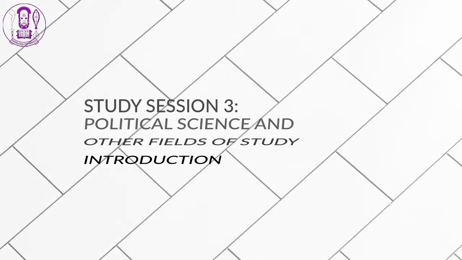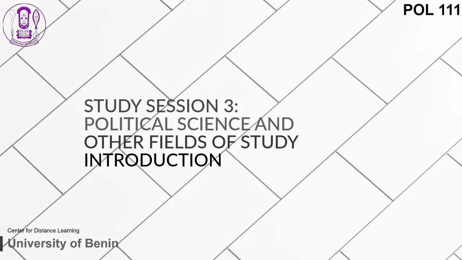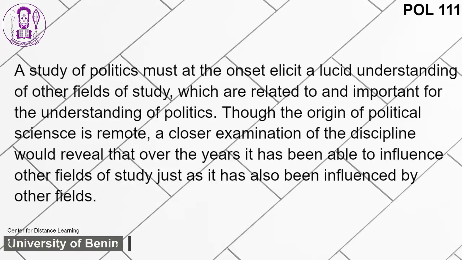Study Session 3. Political Science and Other Fields of Study. Introduction. A study of politics must at the onset elicit a lucid understanding of other fields of study, which are related to and important for the understanding of politics. Though the origin of political science is remote, a closer examination of the discipline would reveal that over the years it has been able to influence other fields of study just as it has also been influenced by other fields.